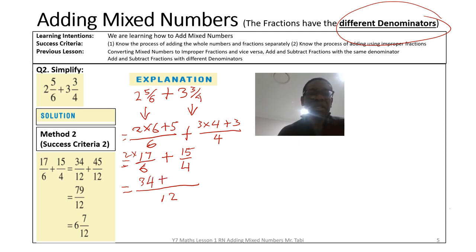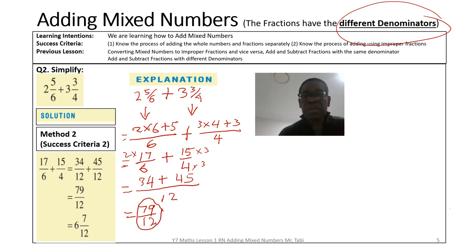And the 4, you multiply by 3. So we have to multiply the 15 by 3, and that gives us 45. And this would be equal to 34 plus 45, that gives us 79 divided by 12. This is an improper fraction.